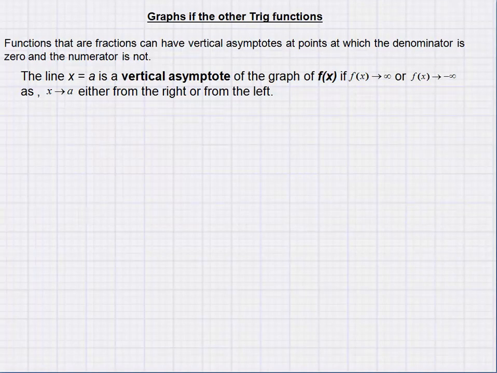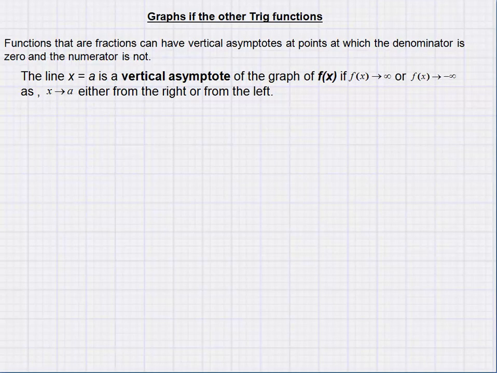Now that we know how to define the other 4 trigonometric functions, we need to graph these trigonometric functions. And again, since we know how to graph sine and cosine, it's going to make it much easier to graph these other 4. In order to do this, we need to talk about something though, something called a vertical asymptote.